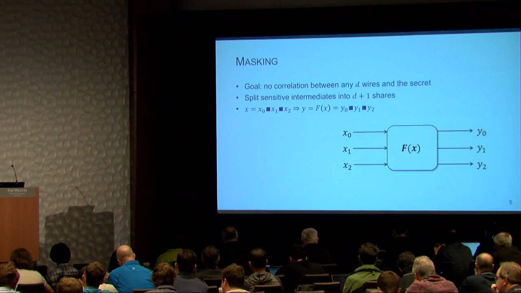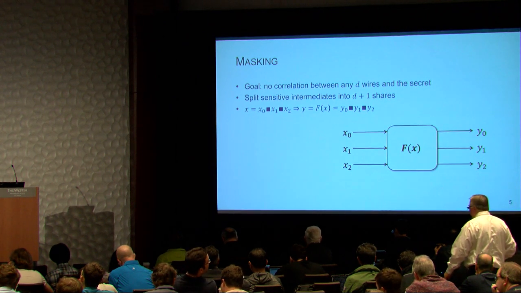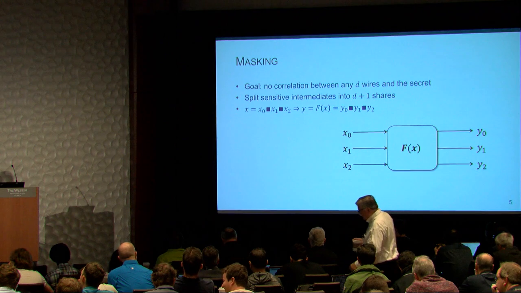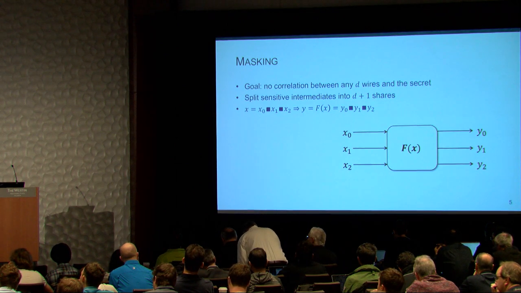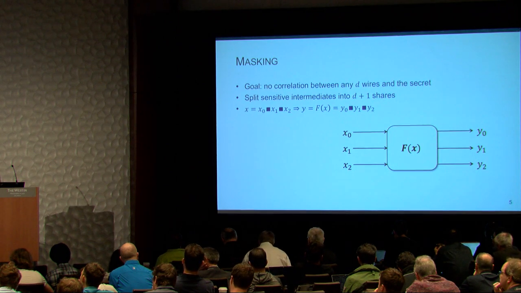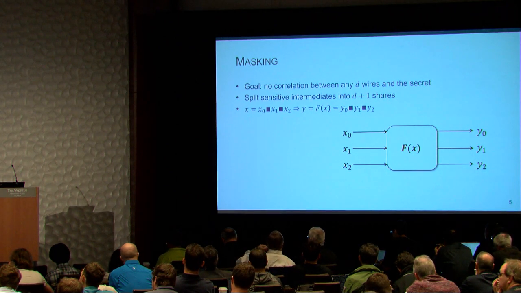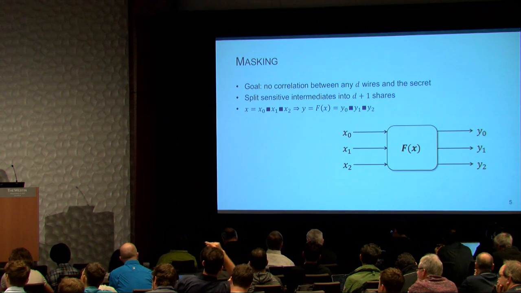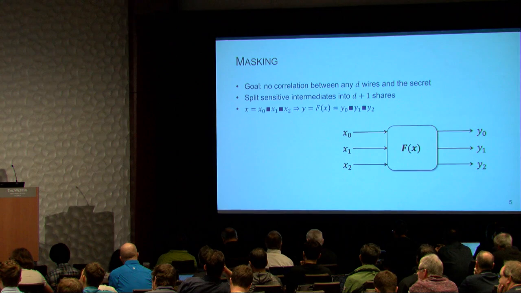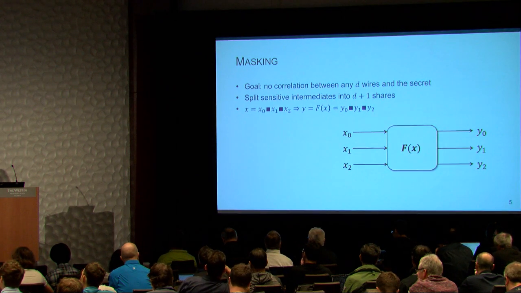So what do we do when we're masking? Well, clearly, we need to make sure that any combination of D intermediates does not reveal anything about the secret. So how do we do that? We split our secrets into at least D plus one shares, and we have to find a way to implement our cryptographic functions in a way that at no point are there D intermediates that reveal anything about the secret.